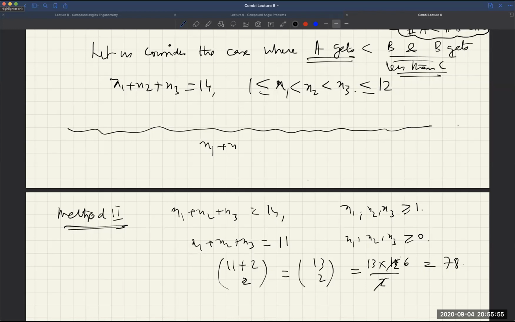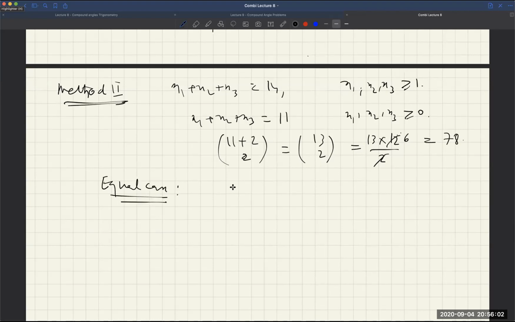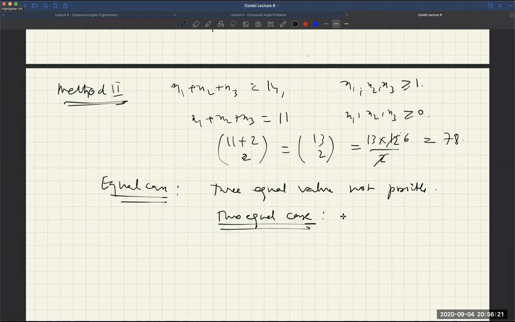Sir, it is easy to remove the equal cases. 3 equal are not possible, so we can have at most 2 equal. 3 equal values are not possible because 14 is not a multiple of 3. So for all 3 it is 18. 2 equal cases can come in how many ways? 6 into 3.